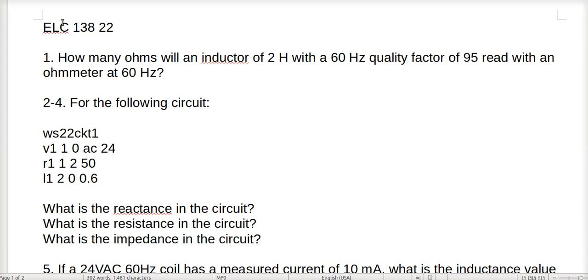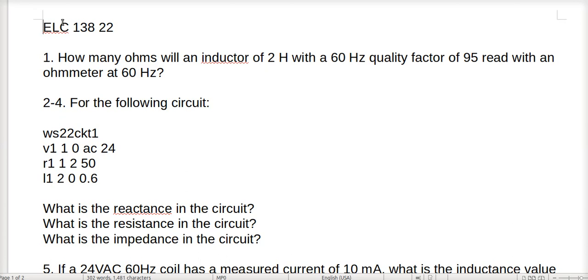Quality factor. First question. Quality factor is the ratio of the inductive reactance to the resistance of the wire that makes an inductor at a certain frequency. You can Google that term, the quality factor of an inductor, and you can learn about it. So I'm giving you a problem that has an inductance of 2 henries at 60 hertz, and a quality factor of 95.